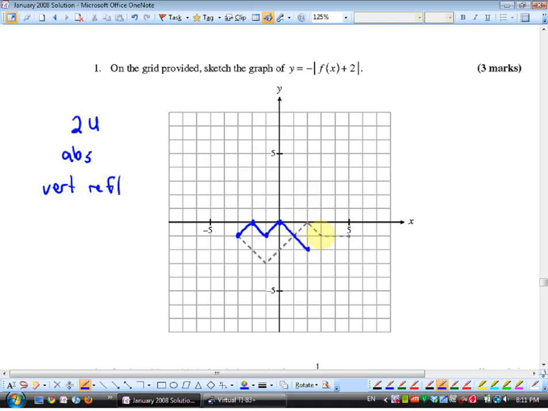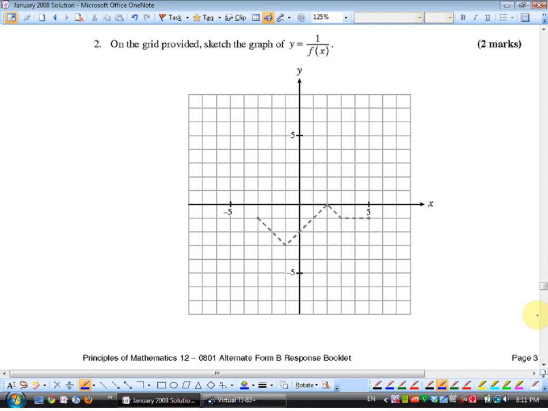Connect them. 2 up, absolute value stays there. Vertical reflection comes right back. 2 up, absolute value stays there. Vertical reflection. In fact, I think it does this. That's a weird one. That's about as tough as I've seen for an absolute value with a twist. You'll notice as soon as I saw the weird one, I went point by point by point by point. No shortcuts here.